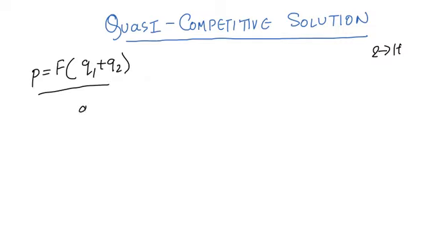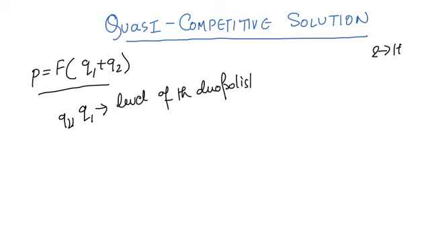Over here Q1 and Q2 are the levels of the duopolists' output. Each duopolist depends upon his own output level and that of his rival for the revenue.